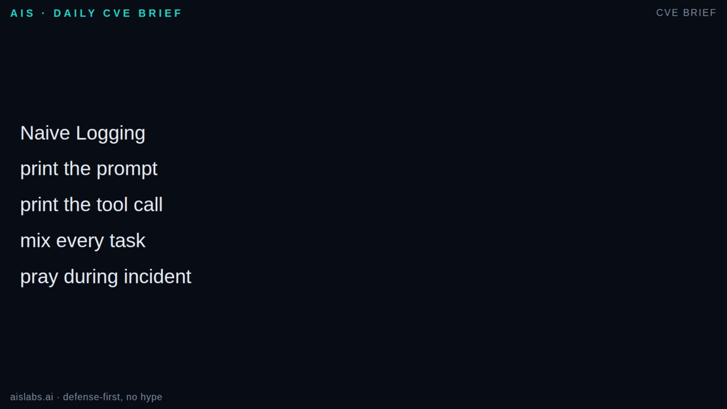Worse, action-only logs hide the bug class that matters most in agents. The loop made a bad choice with apparently valid tools. If you only log calls, you debug the plumbing. Agent incidents usually live in the decisions between the calls.